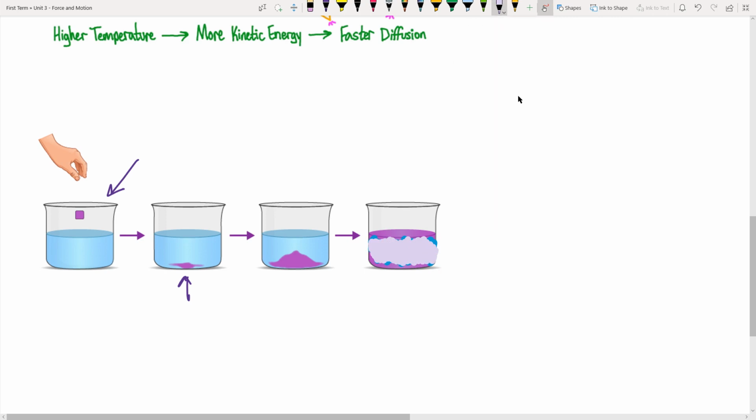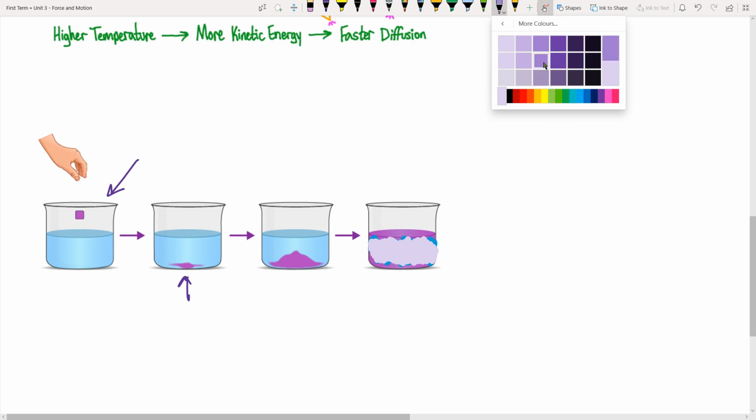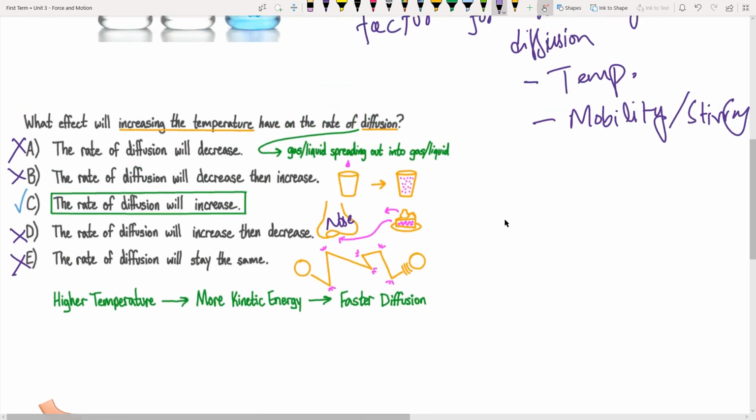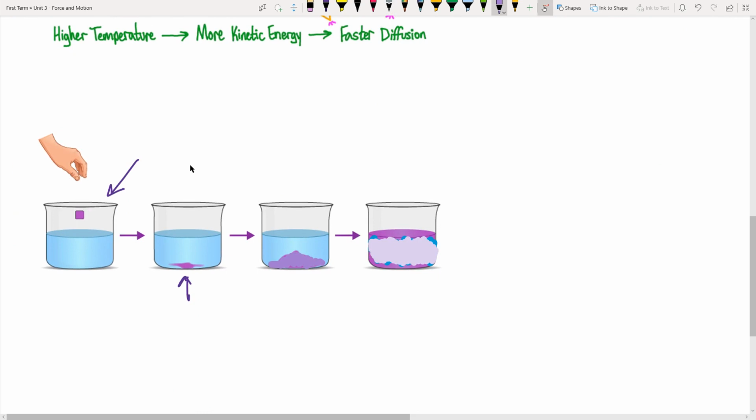I'm changing the color to signify the importance of concentration gradient. So the color will lighten up over time. It was very dark initially, but then when the particles went farther away, it distributed evenly and it became light eventually. So this is how diffusion in liquid occurs. And it depends on two things. Number one is temperature, and number two is stirring. I can speed up this process.